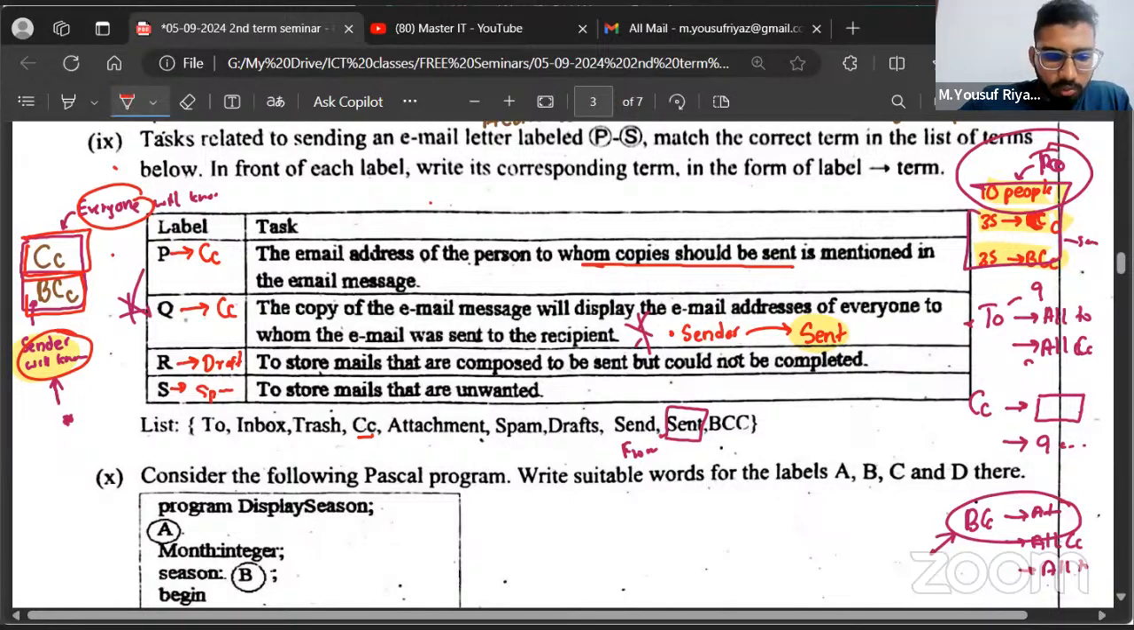If they can see all the receivers, then it's To and CC. Both of them can see.